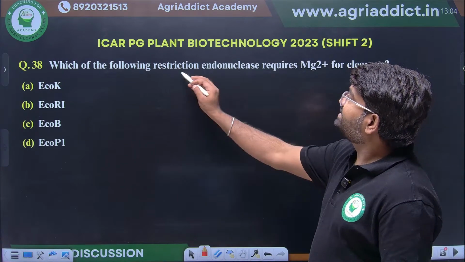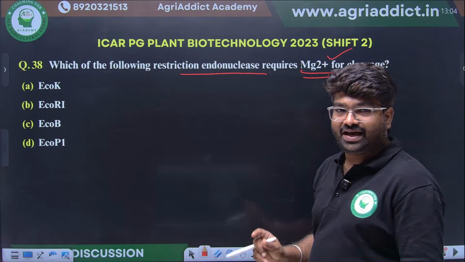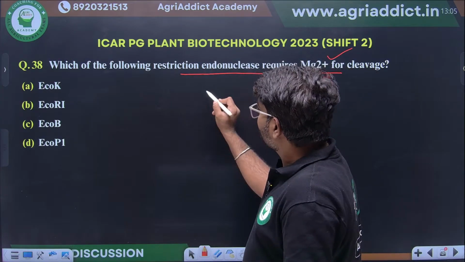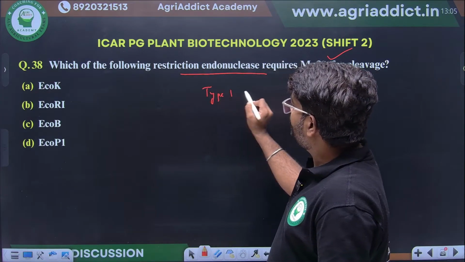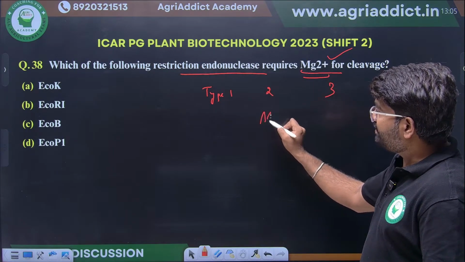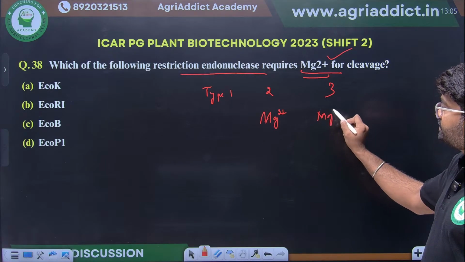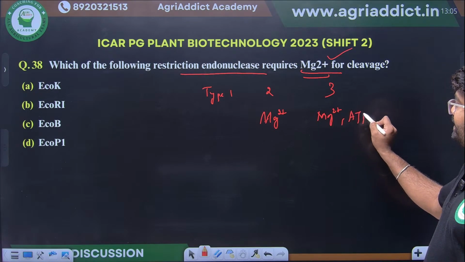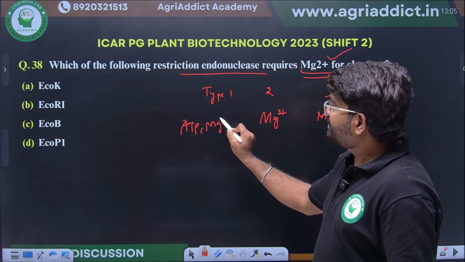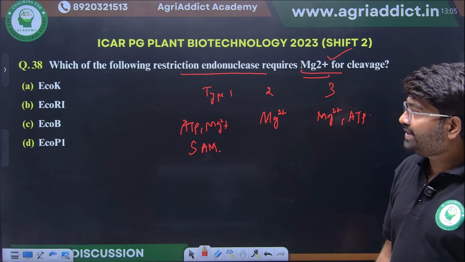Which of the following restriction enzymes requires only magnesium as a cofactor for cleavage? We know there are three types of restriction enzyme: 1, 2, and 3. The second class is the predominant one. It will use only magnesium as the cofactor. The third class will use magnesium plus ATP. The first class will use ATP, magnesium, and S-adenosyl methionine, SAM. What will be the right answer?